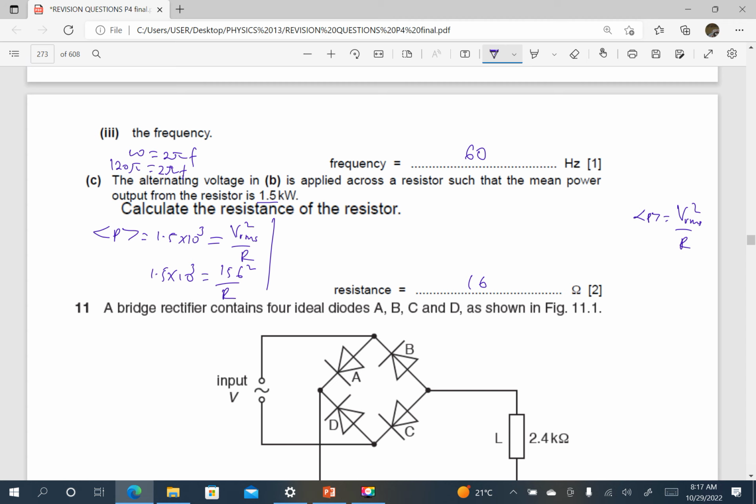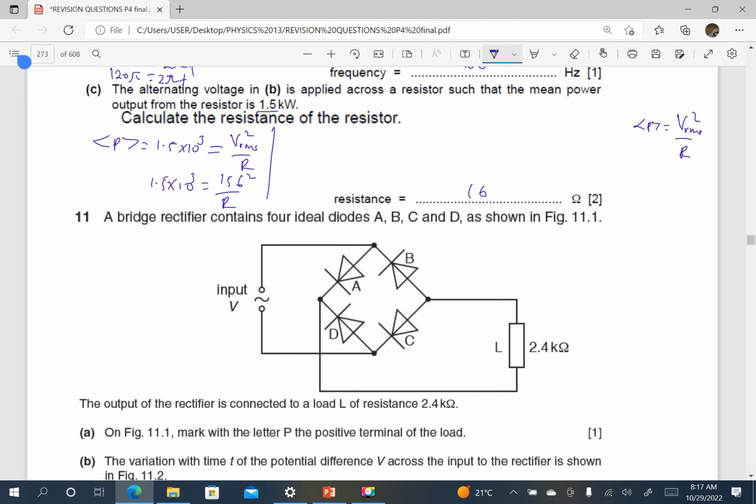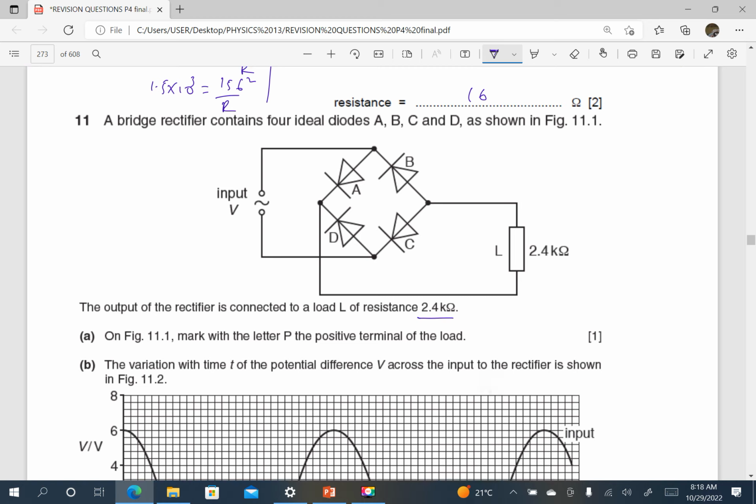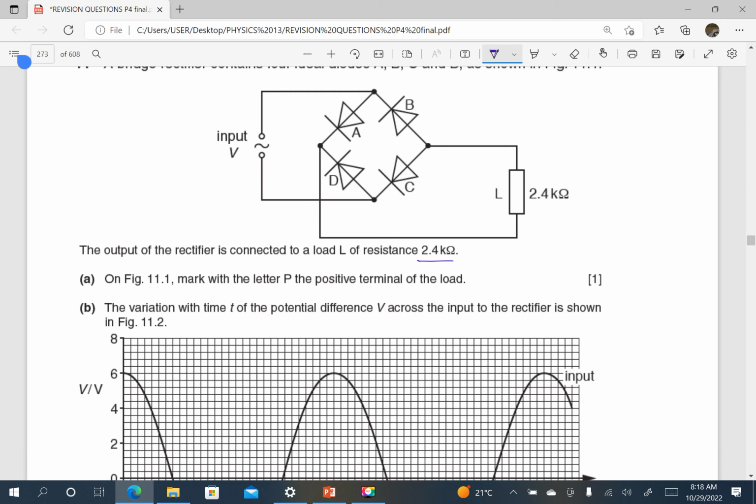Okay. Next, a bridge rectifier contains 4 diodes A, B, C, and D as shown here. The output of the transformer is rectified and connected to load L of resistance 2.4 as shown. On the figure, mark with the letter P the positive terminal of the load.